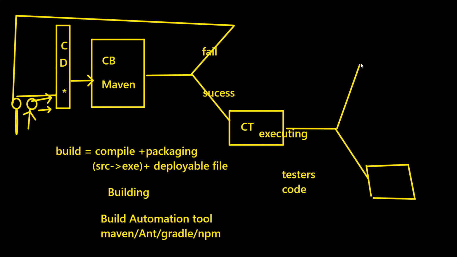What if test cases fail? What should we do if test cases fail? Again, report it to developers, right? They'll make changes, they'll fix the bugs, and push the code again. Whenever they push the code, it goes through continuous development, continuous builds, continuous testing until all the test cases are passed. Once test cases are passed, then continuous deployment means deploy to the next environment.